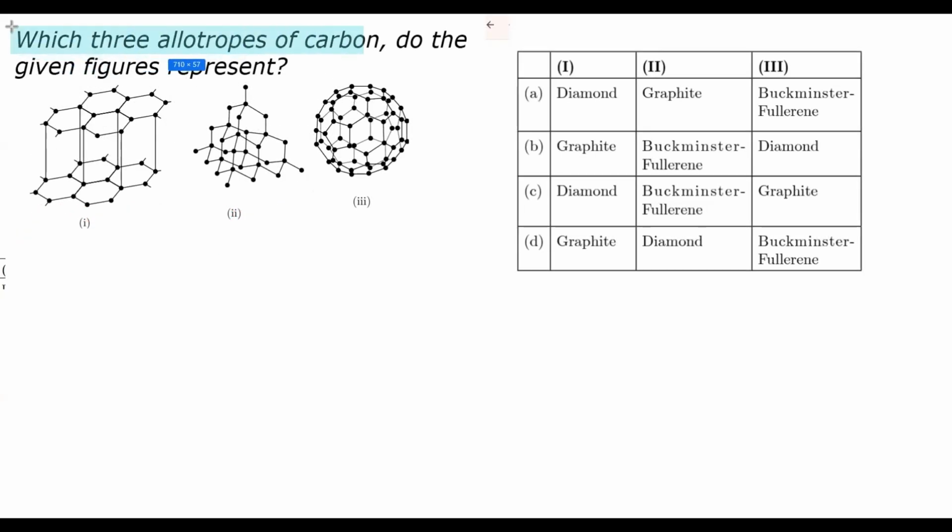The question is, which three allotropes of carbon does the following figure represent? Allotropes of carbon are diamond, graphite, and Buckminster fullerenes. What you have to remember is that this is the structure of graphite. So I can see graphite is over here and here. And this being the structure of diamond, diamond is here. And this is Buckminster fullerene. The Buckminster fullerene is over here and here. So the correct option will be D.